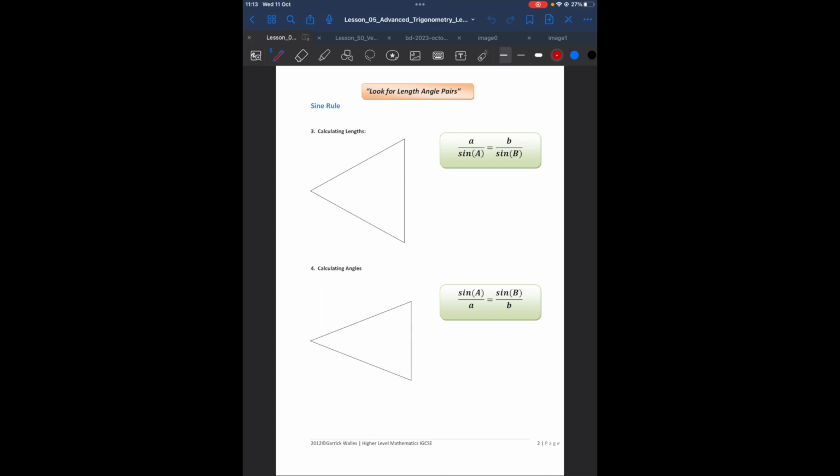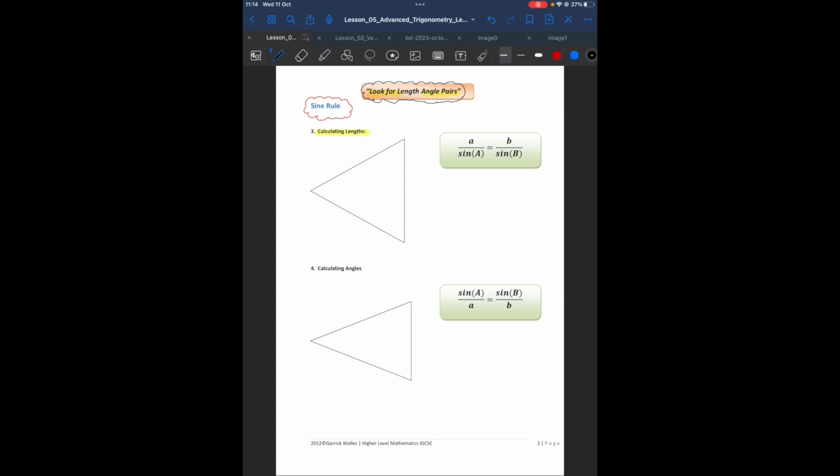And the sine rule again applies to non-right angle triangles, but you only use the sine rule when you cannot apply the cosine rule. So to use the sine rule, you're going to be looking for something called length angle pairs, which I'm going to explain in a second. It's a fairly straightforward concept to get to grips with. So we're going to look at the sine rule to calculate lengths first of all.